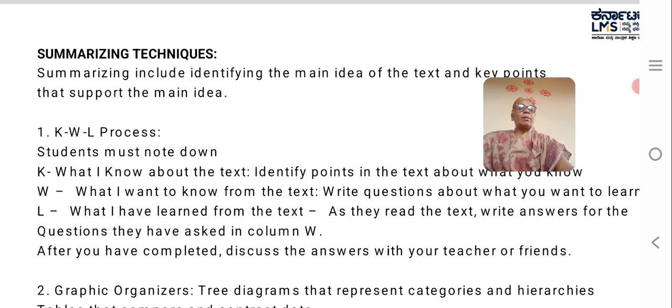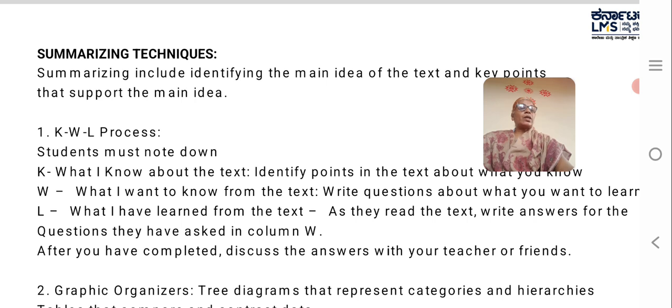KWL. K means what you know about the text. Identify points in the text about what you know. W means what I want to know from the text. You write some questions about what you want to learn. L is what I have learned from the text.